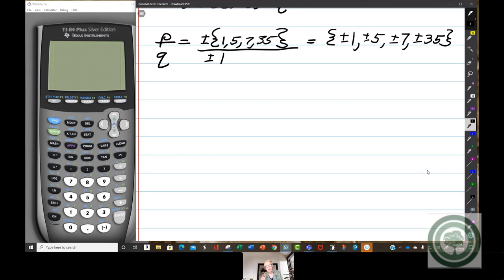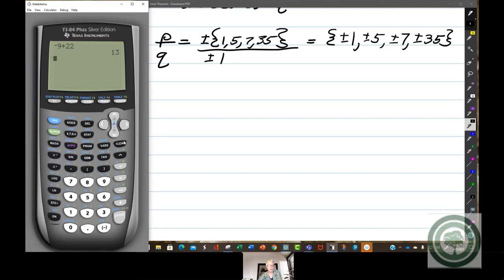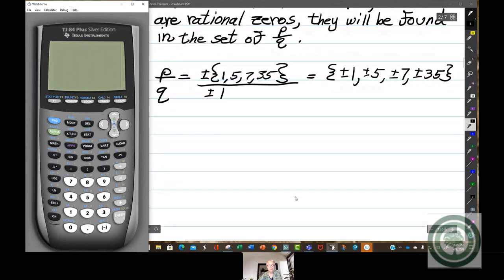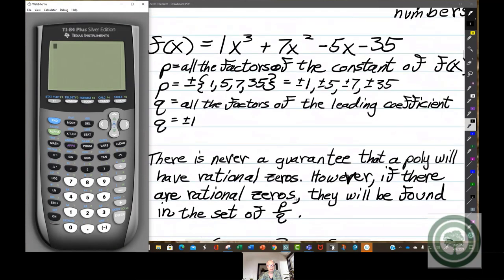How do I know? Well, I could test each one of those numbers using synthetic division, which is what my algebra teacher in high school used to do to us. However, in this age of calculators, we can graph the function and look for numbers in here that might match up with zeros on the x-axis.